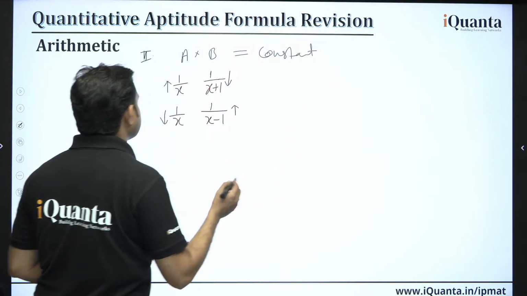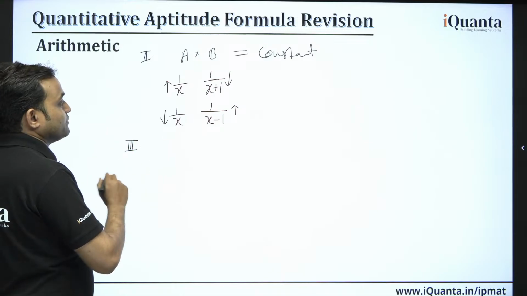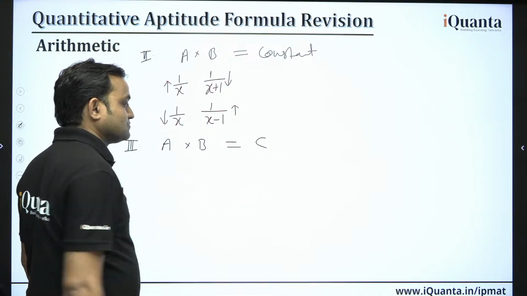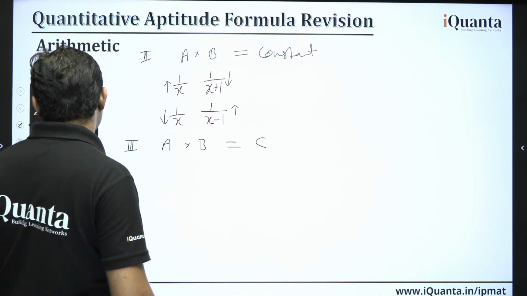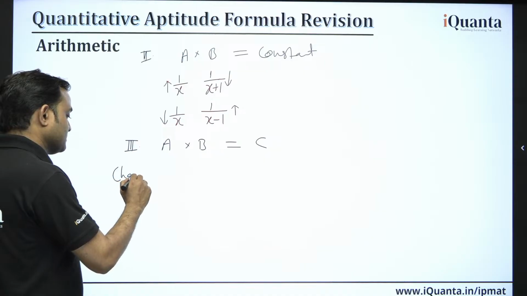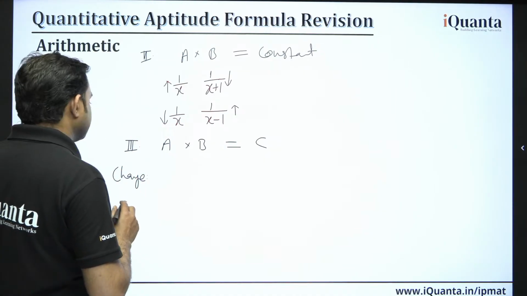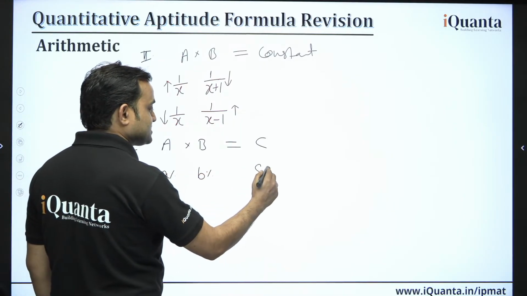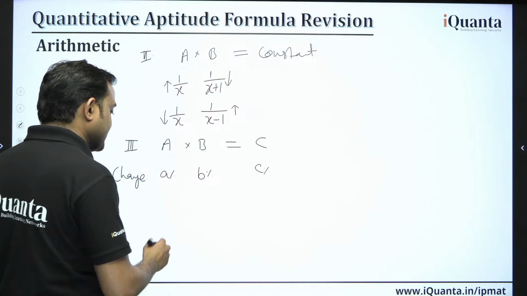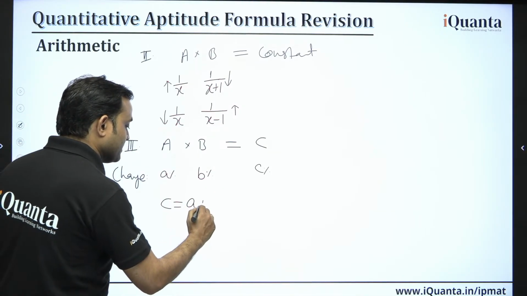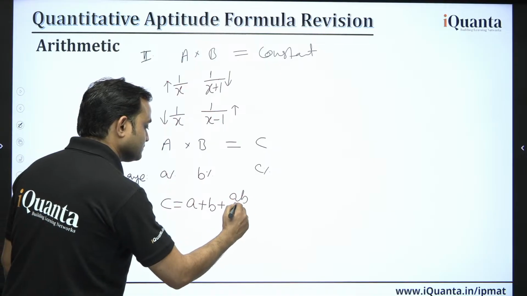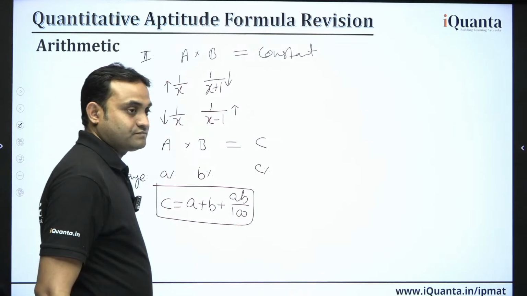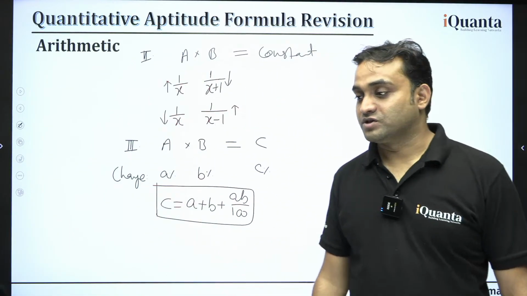Apart from that, there is another version of this, which is if we say A into B is equal to C. Okay. And the change in A, B, C is given. The change in A is, let's say, a%. The change in B is b%, and the change in C is c%. Then we can say that C will be the successive of A and B, meaning c will be equal to a plus b plus ab upon 100. All right. We can use this.